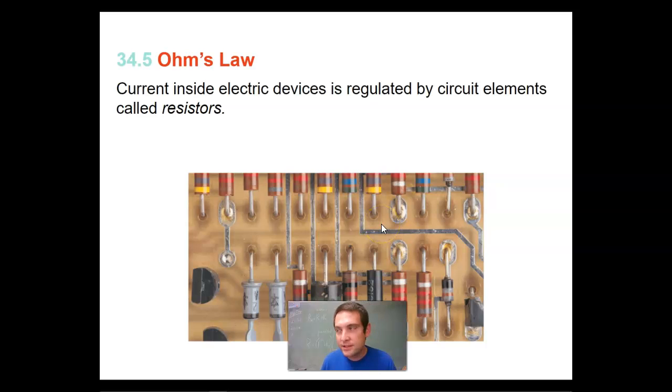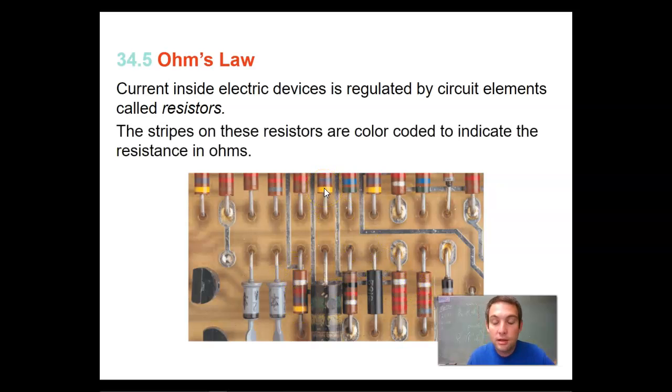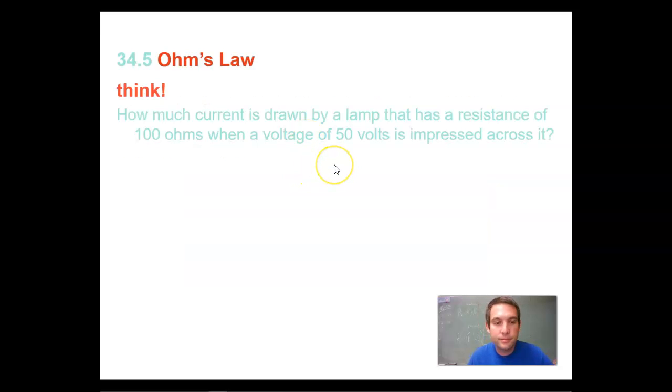Any electronic device that you have, if you crack it open and look to see what's inside, you're going to find a circuit board, and chances are you're going to find little things that look like this with the stripes on them. And then these black things, or maybe they're gray. These are the resistors. The job of these resistors is to reduce the current as needed. The stripes on these resistors are color-coded to indicate the resistance in ohms.